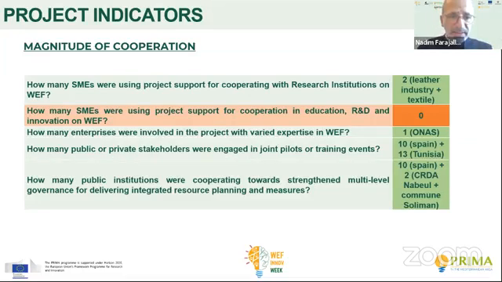For the SMEs cooperating with research institutes, it's 2. For the SMEs using support for cooperation with education, it's 0. For enterprises involved with the project, it's 1. For public-private sector stakeholders, it's 23. And for public institutions, it's 12. Okay, Nancy, can you jump in here now, please?